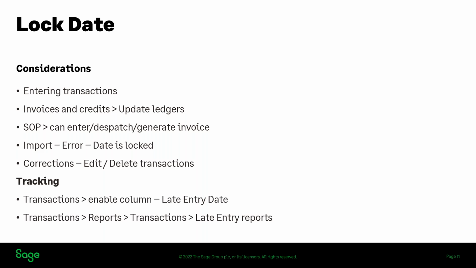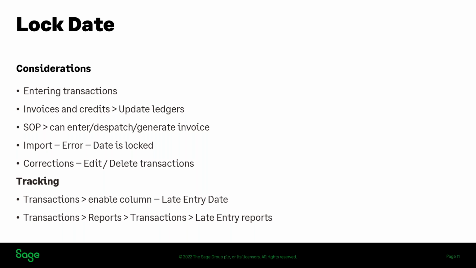Tracking. In the transactions, if you need to see which transactions have been entered and where that message has been overridden to say, yes, I do want to post those transactions, it's within the transactions list: enable the column late entry date. Also, if you want to run a report on that, go to reports, transactions, and you have a late entry report that you can run, and it will pick up any transactions that have a late entry date recorded against them.